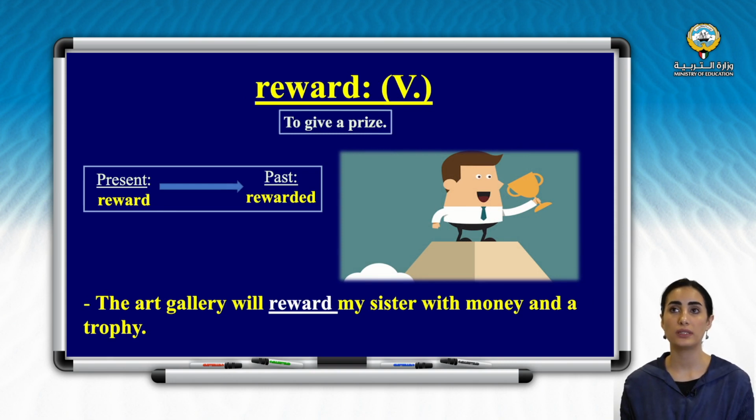Next, we have the word reward. Repeat after me. Reward. Reward. What part of speech is reward? It's a verb. Excellent. The past form of reward is rewarded. What part of speech is reward? We said it's a verb. Let's use it in a sentence. The art gallery will reward my sister with money and a trophy.